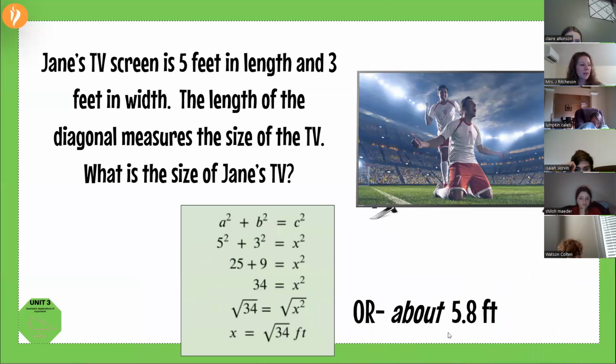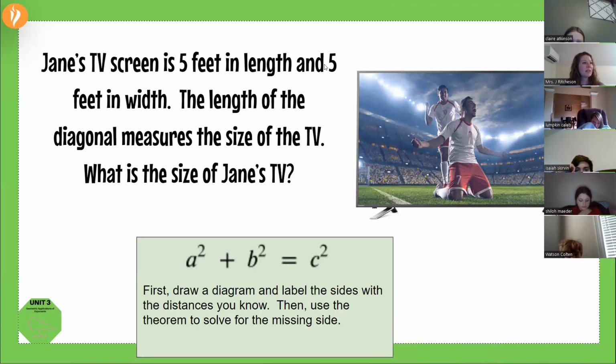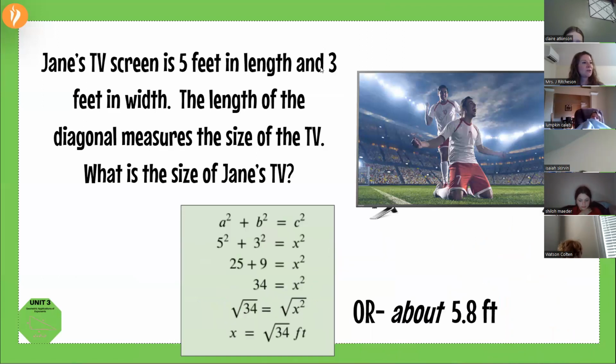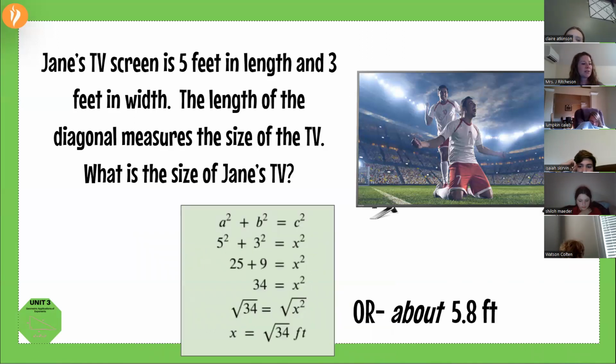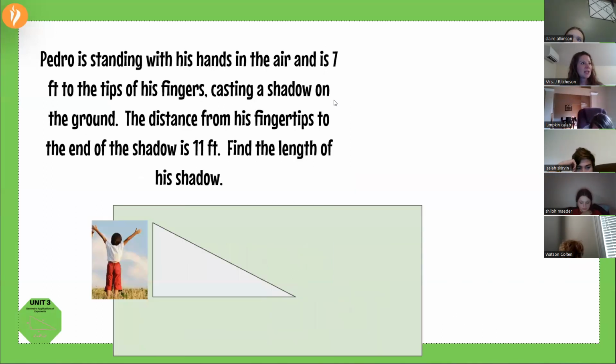Wait, hold on. Oh my gosh, did it say 3 feet? No, it said 5 feet. The question changed. It said 5 feet and 5 feet, and then when you get to the solution, they used a 3. So forget about this answer, 5.8. I didn't realize there was a typo right there. Sorry. So our answer was correct. It's about 7.1 feet, even though it says 5.8, because they used the wrong measurement. That was a typo. Sorry about that, everybody. All right, we are moving on.